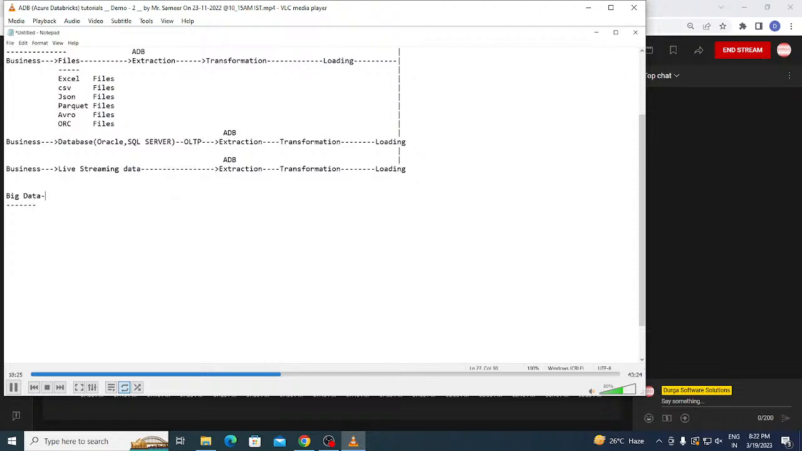Big means what? Huge, na? Huge or massive, you can say. Data means what? Information. So we can say huge information or massive information. Huge information or massive information is called as what? Big data. Where you have a massive amount of information is called big data. Ultimately, we get the big data from all these businesses.